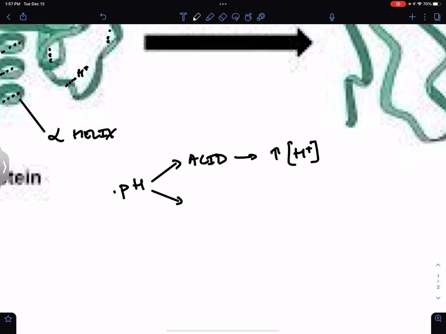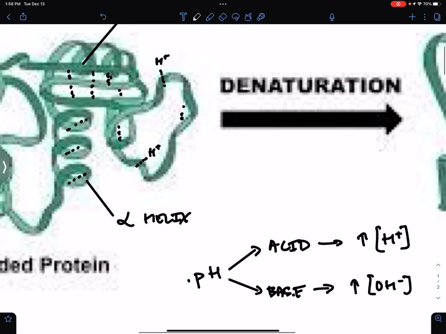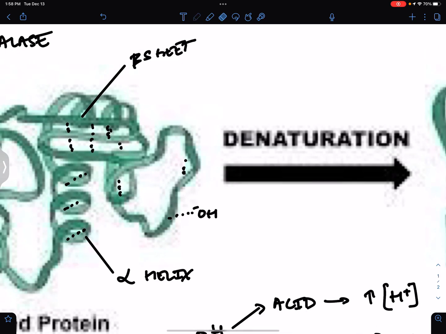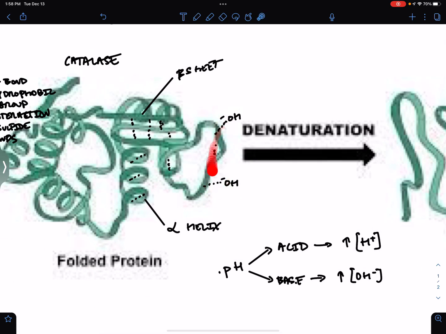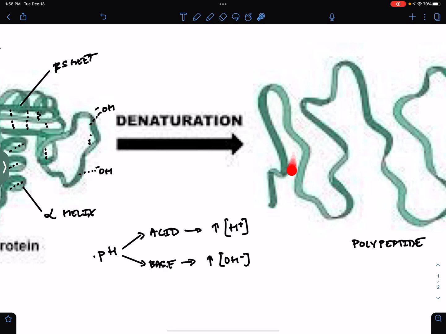The same thing is true if we add a strong base. A strong base decreases the amount of H+ in solution, but it increases the amount of OH- in solution. So similarly, if we had a hydrogen bond across here, the OH minus is going to come in, break that bond up, and instead form an interaction with this side of the protein, still breaking this bond. And likewise, if we had an interaction across here, the OH minus could come in and form a bond with this side, breaking up that interaction. So add enough OH minus or H plus and the protein will fall apart.